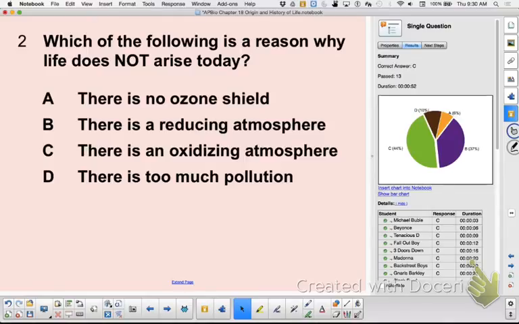Okay, so it says, which of the following is a reason why life does not arise today? How come life doesn't? Because today, this is why you don't have some pond back behind your house and life originating. Why is that? Because it's an oxidizing environment. So things tend to do what? Break down. That's the kind of environment that we have now. We don't have a reducing environment, you guys. You'd be dead. Oxygen, you know, breathing. It's important. There's too much pollution, really? Everywhere? Okay.